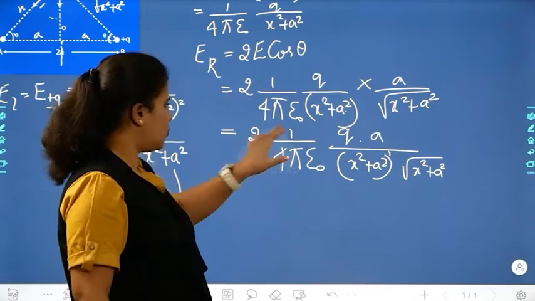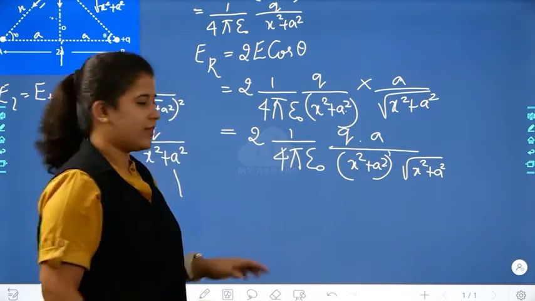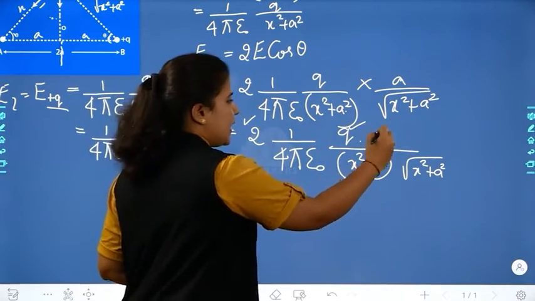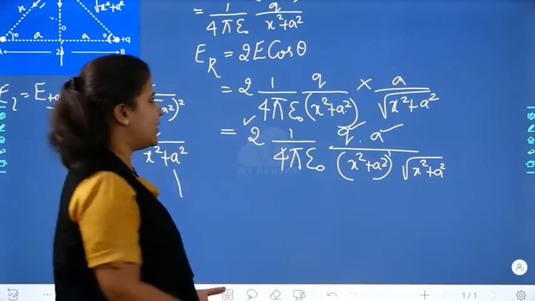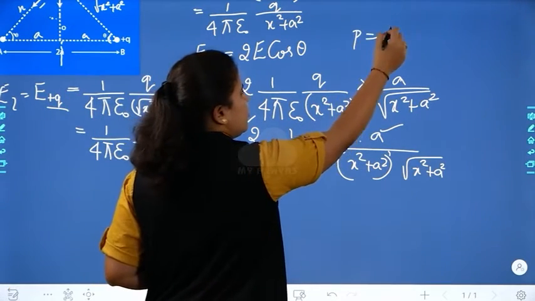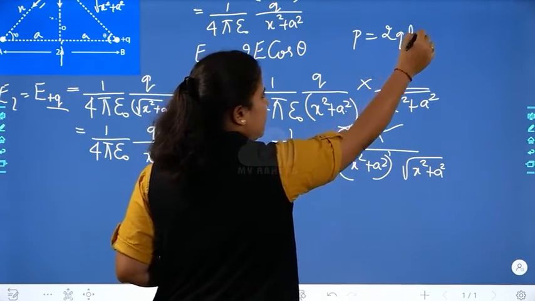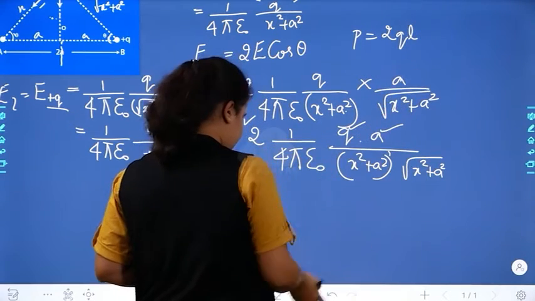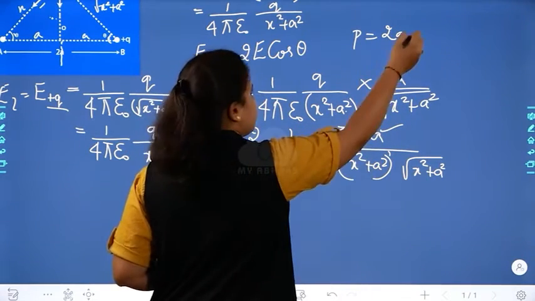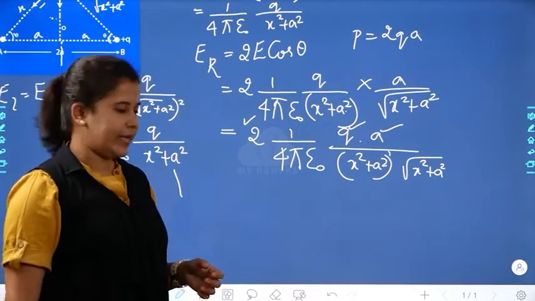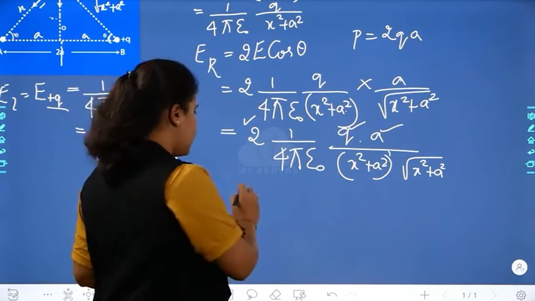Okay, so 2q and a, that is 2q and a is nothing but what? It is the electric dipole moment. We have studied it, right? So that is P is equal to 2qL, or instead of L I have taken it here as a. So I will be just taking it as a. Clear? 2qa. So 2qa in the sense, what I can write?